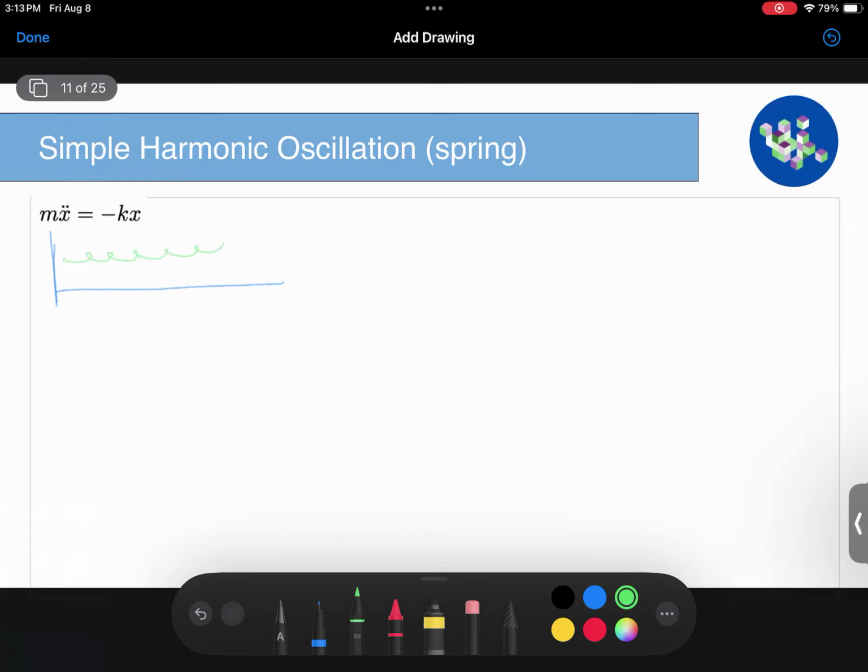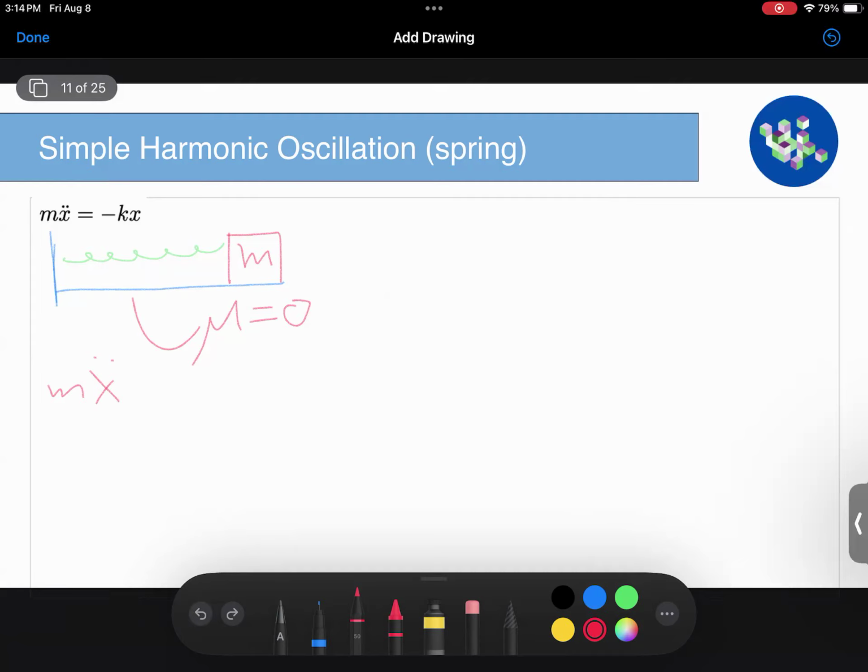That's my spring, and then I have a block over here with mass m. Let's say the ground has mu equals 0; we're not going to talk about any friction. Then we have m and x double dot. When I write x double dot, this is the same thing as d squared x over dt squared. It's just acceleration, the second derivative of position. It's just a shorthand way of writing it.